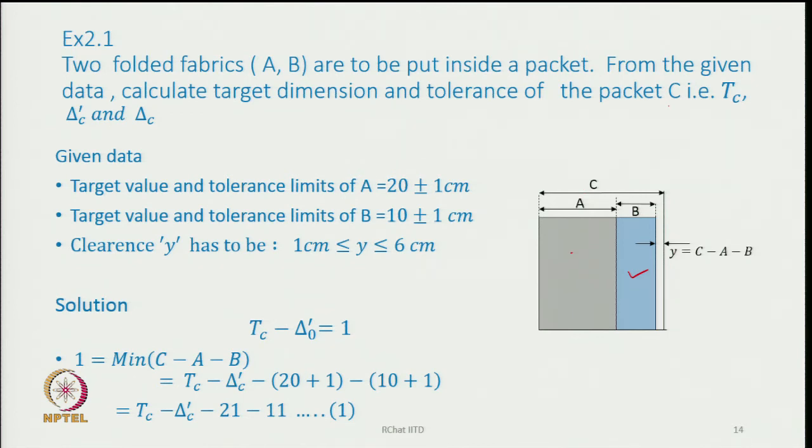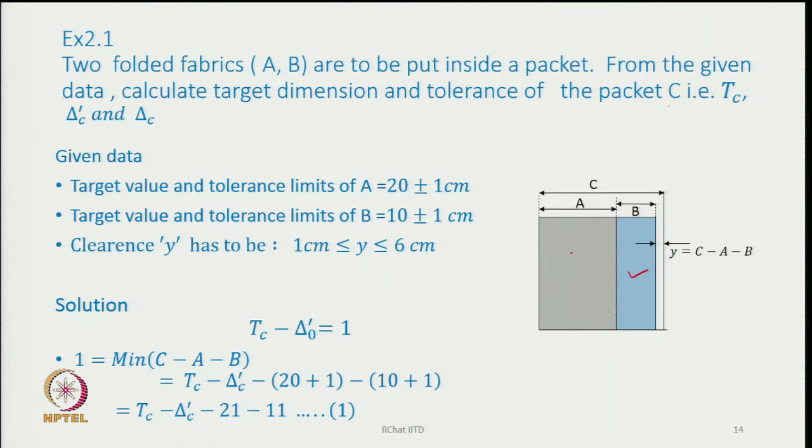And obviously, the packet has to be such that if it is too short, it will be very difficult to put the fabric inside the packet. If it is too large, then also the fabric will move within the packet. So, in the packet that we are going to design, it should have a certain nominal value that we should know, and how much tolerance has to be given to it. So that neither do we have difficulty in placing these two folded fabrics inside the packet, nor is the fabric going to move too much within the packet. It is an example we are giving.